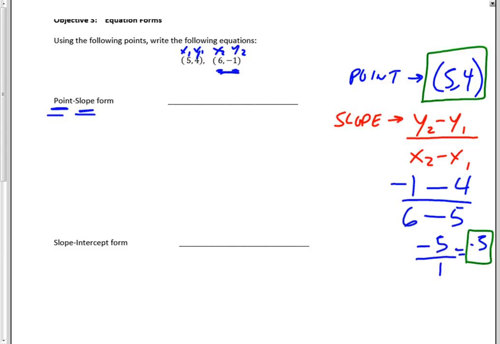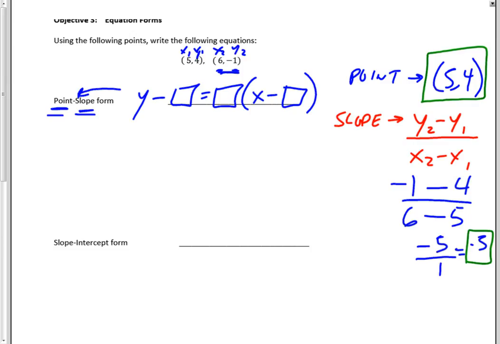What's the general form for point slope form? Put the 2 points. All right, I'm hearing y minus. Do you remember the boxes? This is your form that you've got to memorize for point slope.